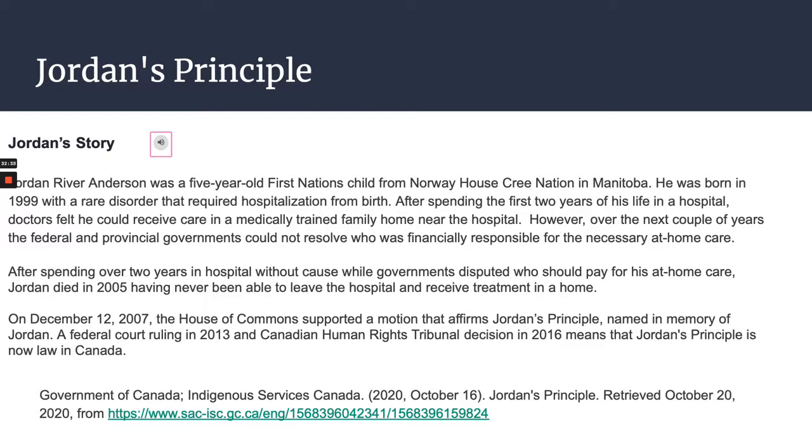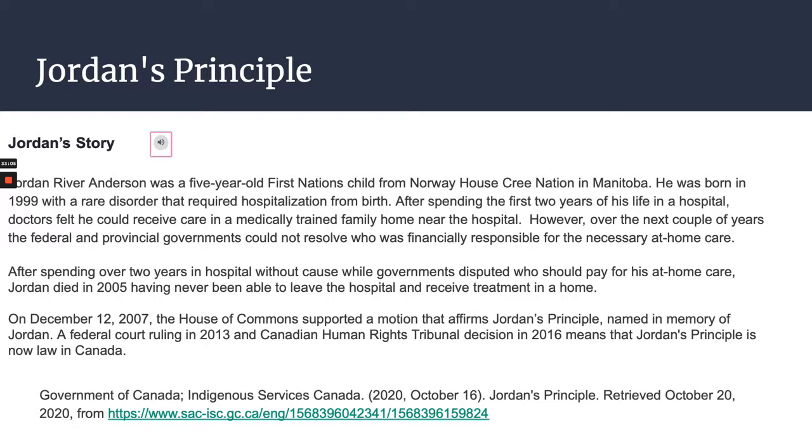However, over the next couple of years, the federal and provincial governments could not resolve who was financially responsible for the necessary at-home care. After spending over 2 years in hospital without cause, while governments disputed who should pay for his at-home care, Jordan died in 2005, having never been able to leave the hospital and receive treatment in a home.